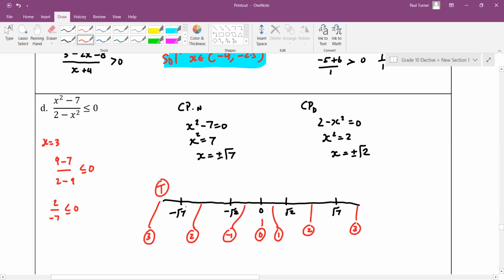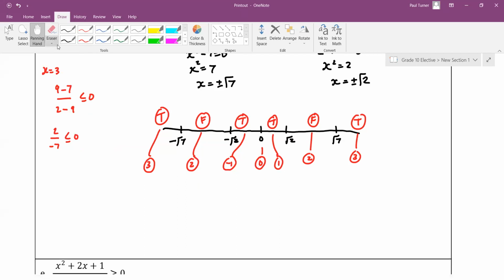So between minus √7 and minus √2, we use 2, but this actually is false. I'll tell you now, that's going to be false. If you try -1, that would be true. If you try 1, it's also true. If you try 2, it's false. And if you try 3, that's going to be true. So you can see you've got true in different places. So let's look at how to write that.